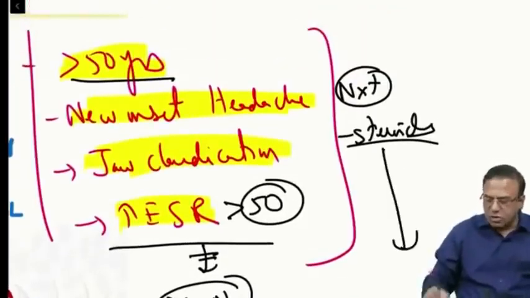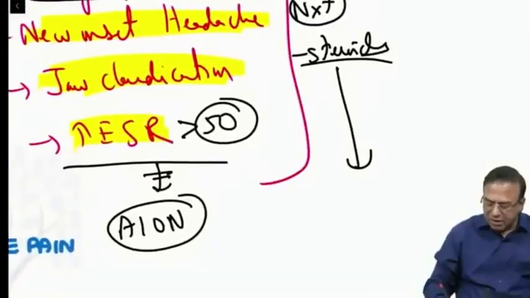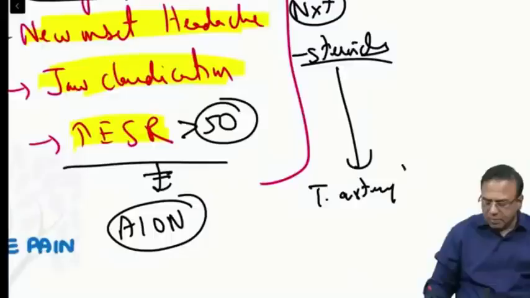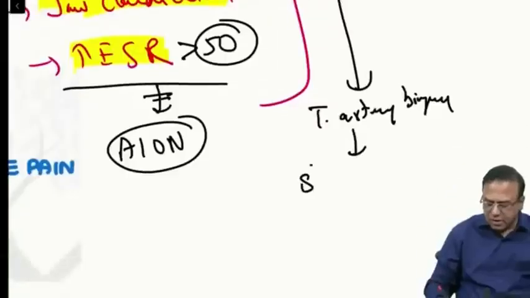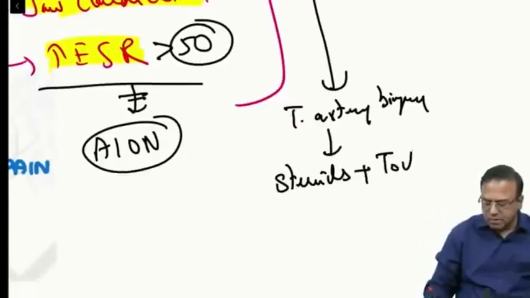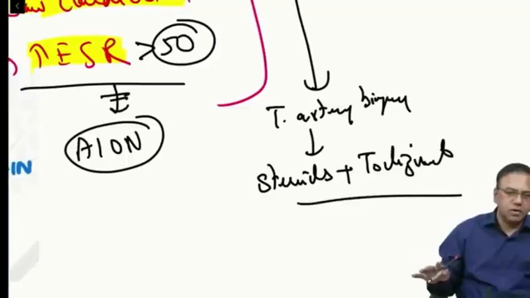But starting steroids is not the end of the thing. Electively get a temporal artery biopsy done. If the temporal artery biopsy confirms the vasculitis, then the patient should be on steroids and tocilizumab in the treatment. Okay, steroid and tocilizumab should be given in the treatment. So this is the plan.